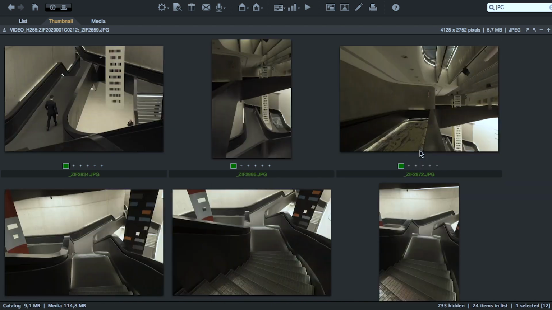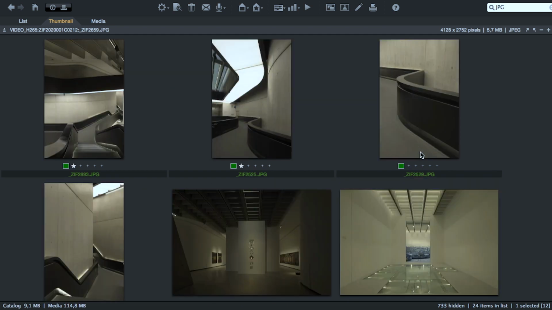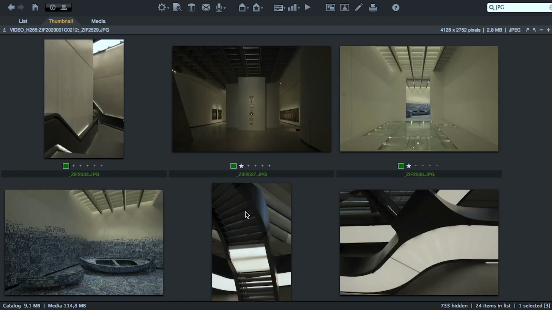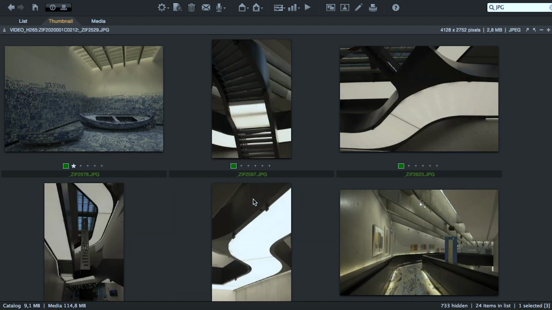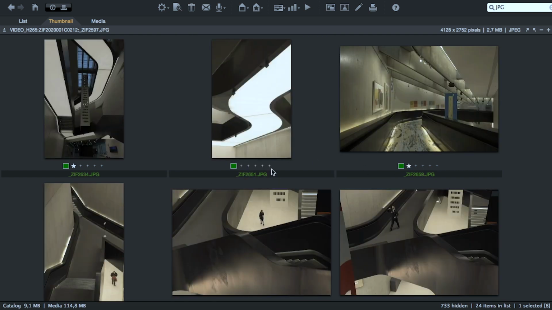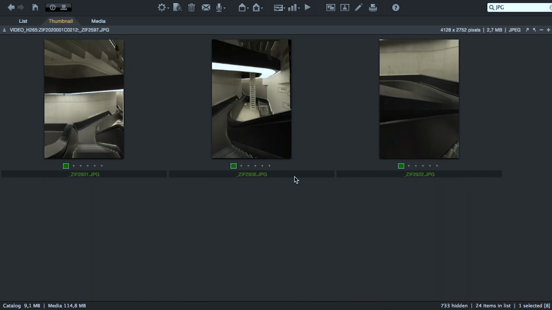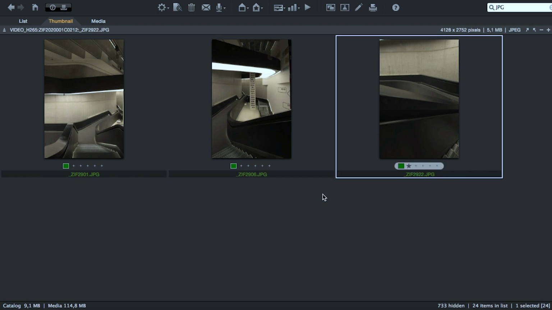I would like to add finally some details. This one should be one, because it's a really close detail of the wall with the stairs, and this one is a good detail of the stairs and light. And finally, the last picture is this one with another detail of the stair.